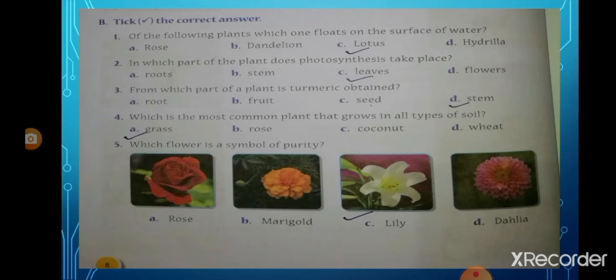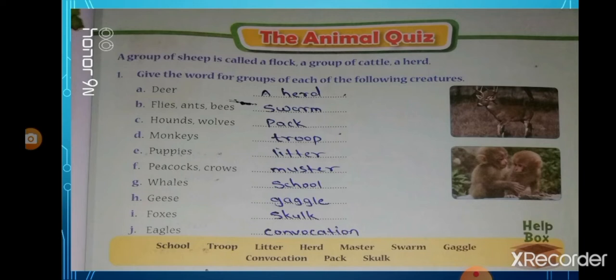The fifth question is, which flower is a symbol of purity? The correct answer is C, that is lily. Lily flower is the symbol of purity. Okay, now the plant quiz is over. Now we will move to the second subtopic, that is the animal quiz.